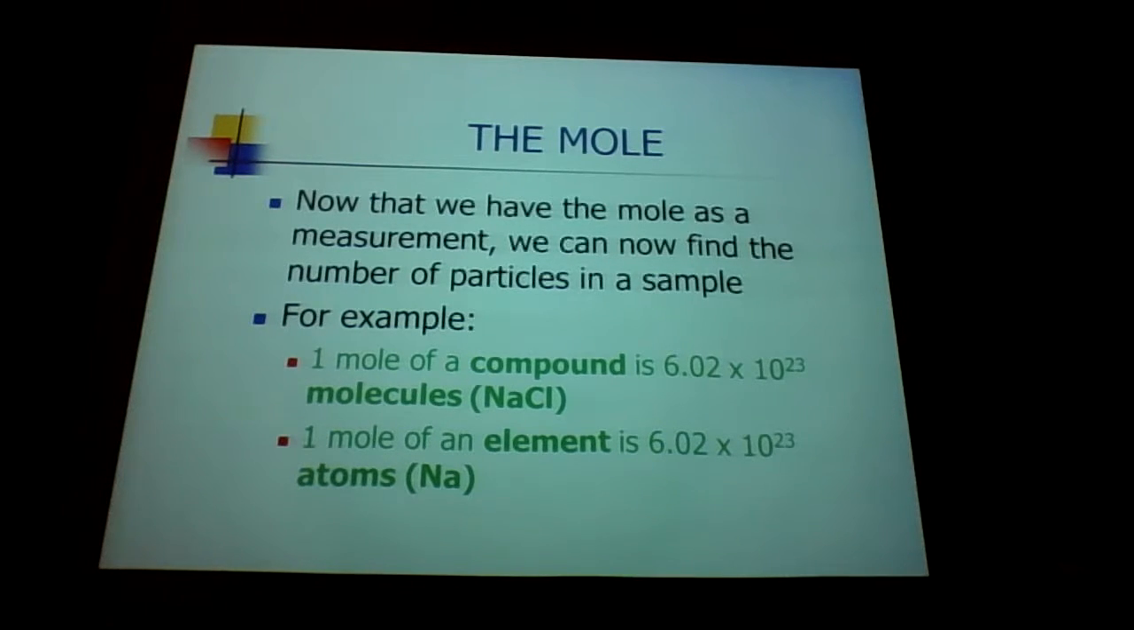Now, another thing we need to understand is when we're talking about 1 mole of a compound, we use the word molecules. And if we talk about 1 mole of an element, then it's atoms. Okay, a compound is a combination of atoms, and an element is just the specific element itself. So for my example, I have NaCl, that's a compound. We would use molecules. Element, sodium, we would use atoms.